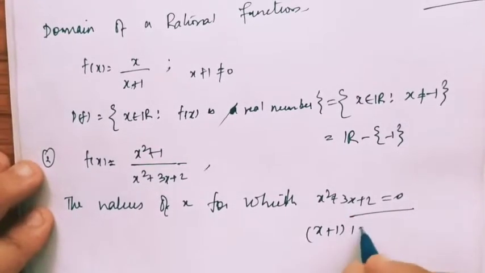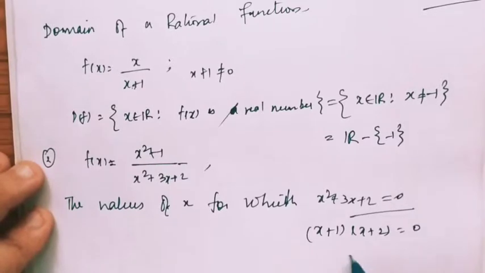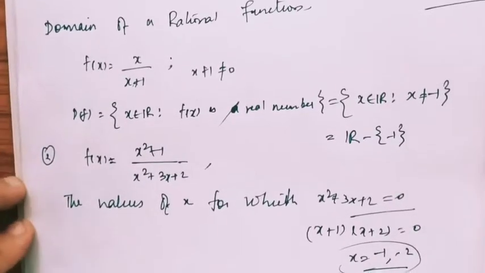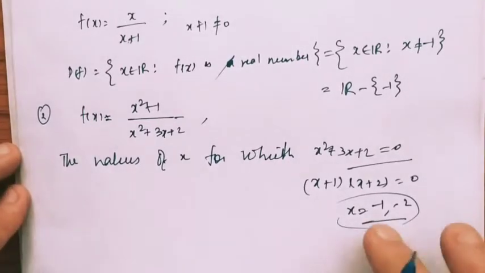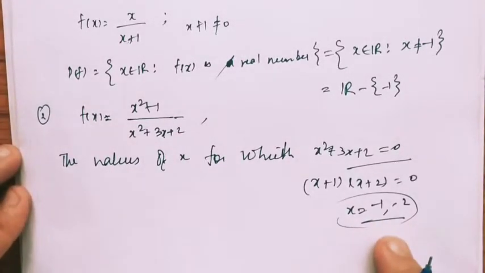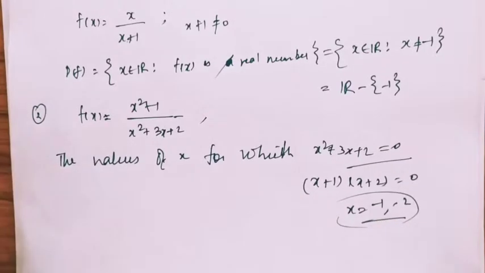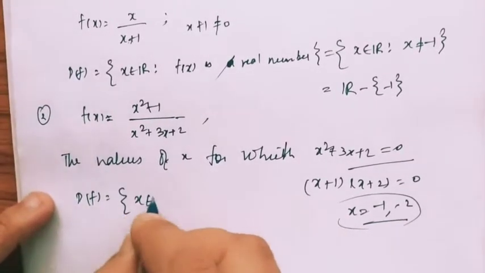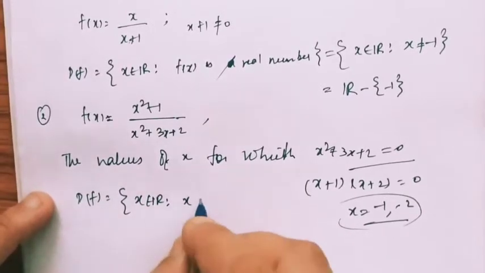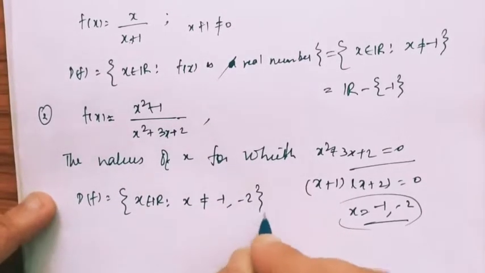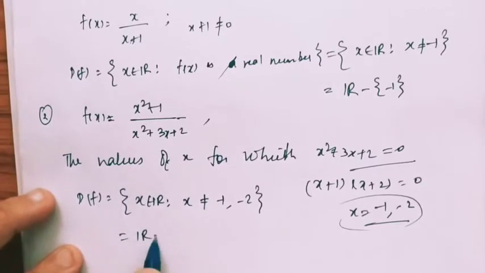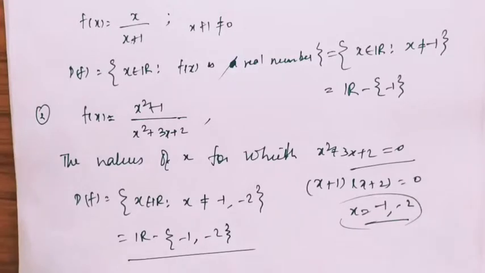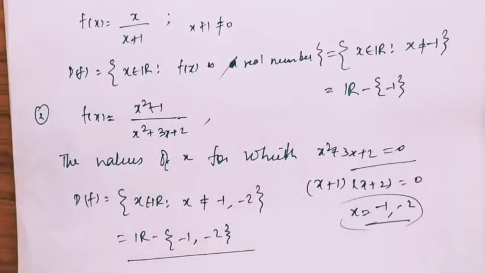Naturally, you can factorize it, so x is equal to minus 1 and minus 2. It means that at these two points the denominator is 0. Therefore they are excluded from the domain of the function. So the domain is the collection of real numbers such that x is not equal to minus 1 and minus 2, that is R minus {-1, -2}. This is the way to calculate the domain of the function.